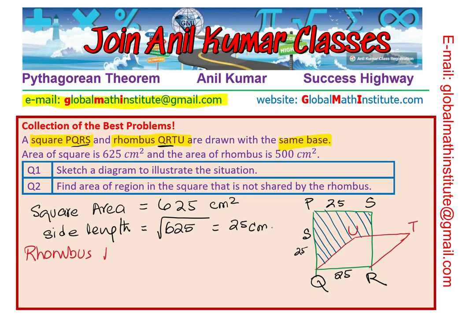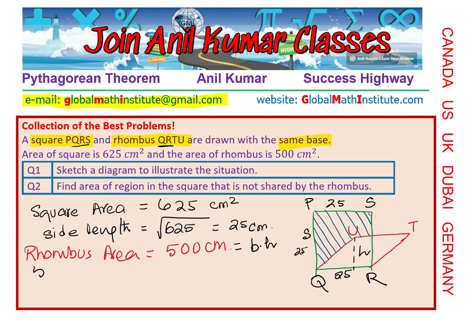Now the rhombus area is 500 centimeters square. So what is the formula for the area of a rhombus? Well, it is base into height, right? So we have to find this height. Let's say the height is h, which is base times height, right?